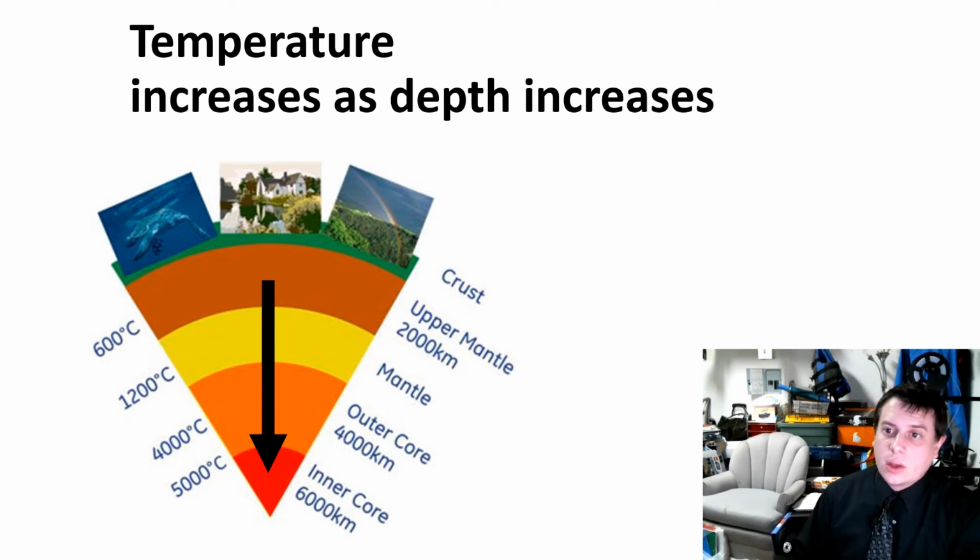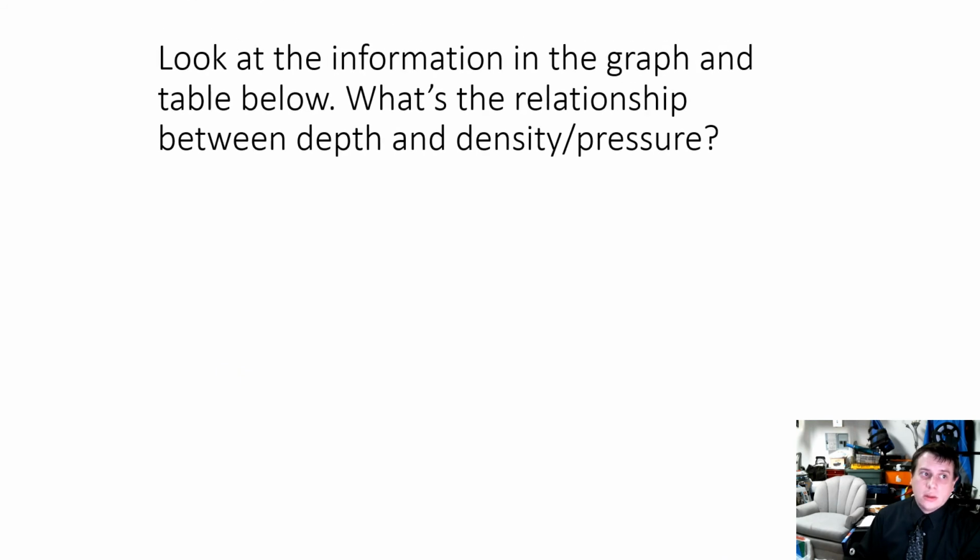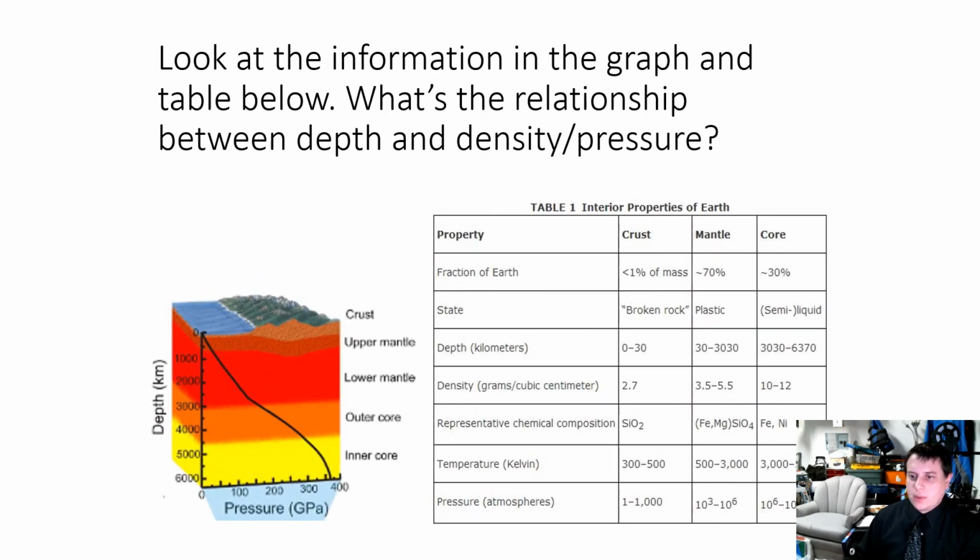Why? Well, let's take a look at this graph. All right, so we have depth, we have pressure in gigapascals. Let's take a look at the relationship between depth and density and pressure. Okay, so here's your depth, here's the crust, the mantle, the core, and we want to look at density. All right, so density is grams per cubic centimeter. So if you have a 1 centimeter cube on each side, all right, you can see that this has a density of about 2.7 grams.